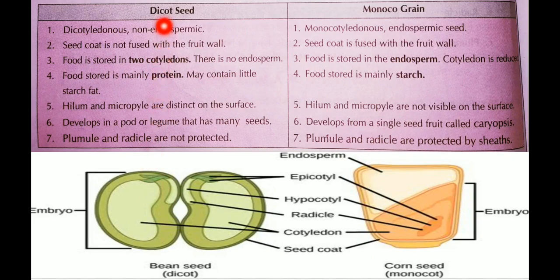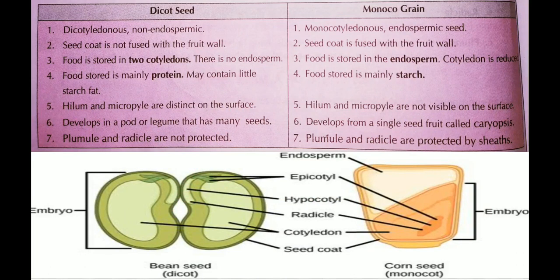Yes, because they are dicot, it means two cotyledons are there. And monocot means one cotyledon is there, so we know about this. Then the food stored is mainly protein, and may contain a little starch and fat. Such food material is proteinaceous. But in monocots, the food material is mainly starch, and because the aleurone layer is there, some protein is also present. Hilum and micropyle are distinct on the surface. Yes, this is the hilum portion, and here the micropyle is also there.